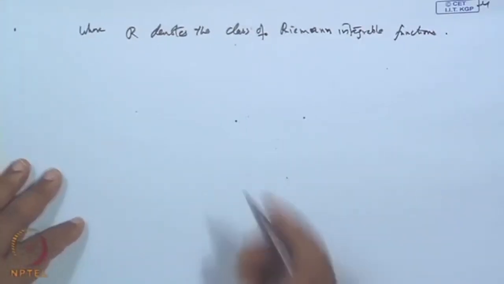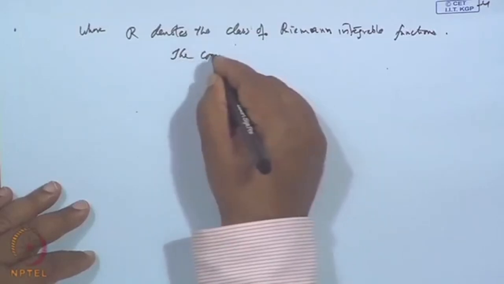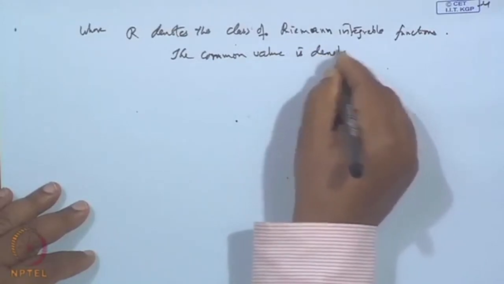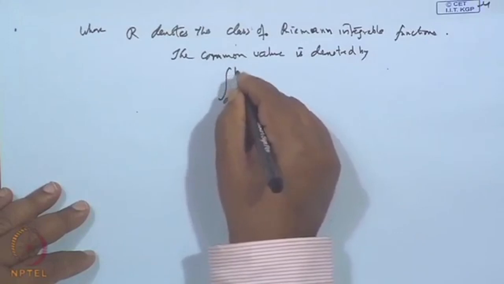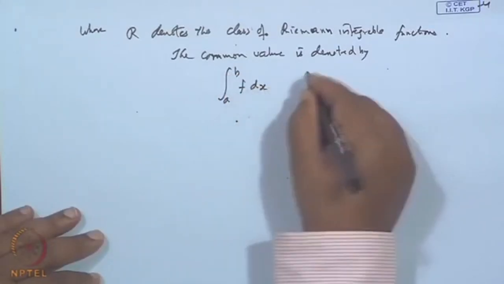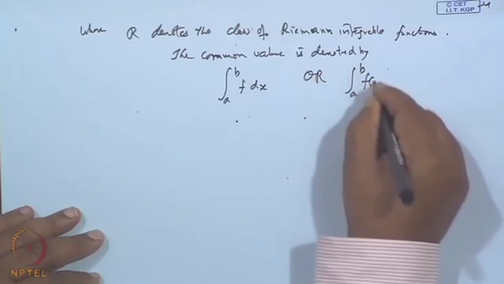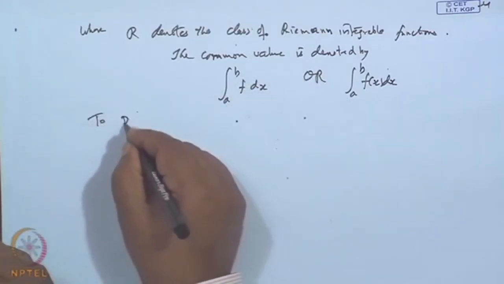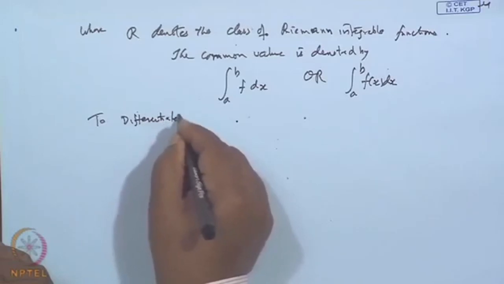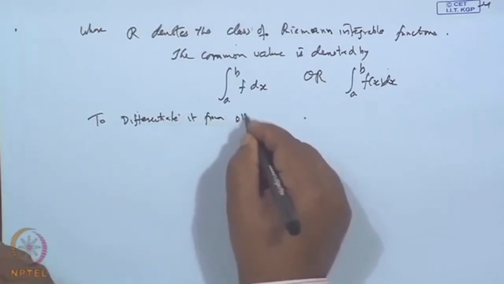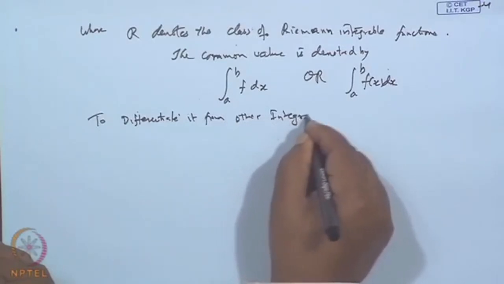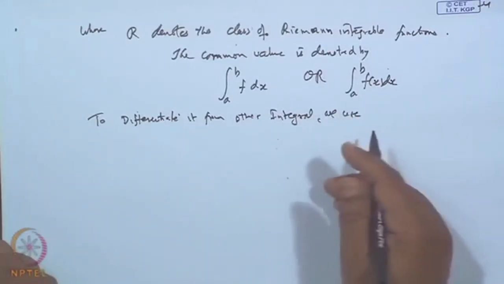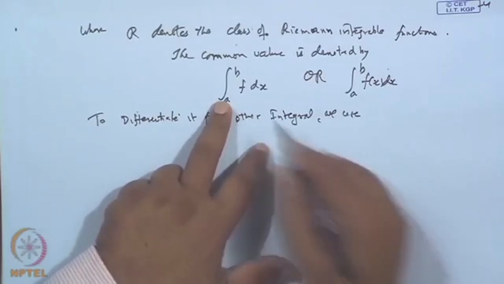The common value is denoted by the integral from a to b of f dx, or the integral from a to b of f(x) dx. Sometimes, to differentiate it from other integrals like the Riemann-Stieltjes integral, we say it is the Riemann integral over R.